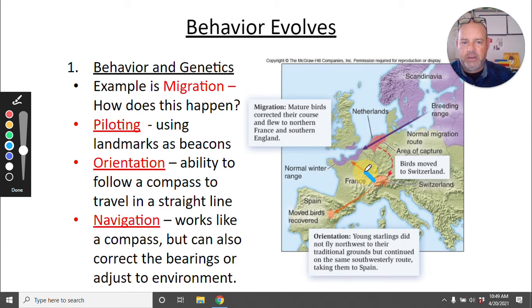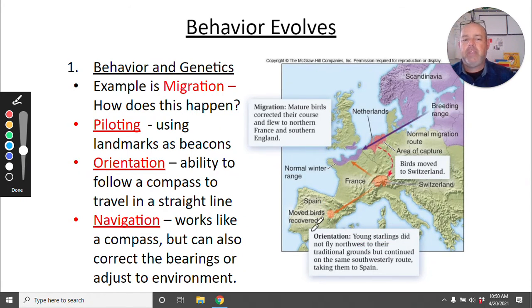Then you have another set of birds that came back over here, and they went to the normal grounds. Well, the older, more mature birds were able to course correct. They are able to navigate and go back to where they're supposed to go. The younger birds, the young starlings, were not able to course correct, and they just kept flying in a straight line, and they ended up in Spain.